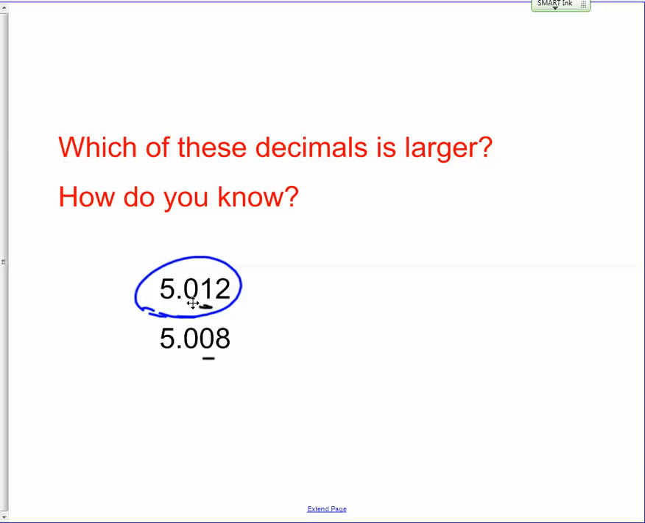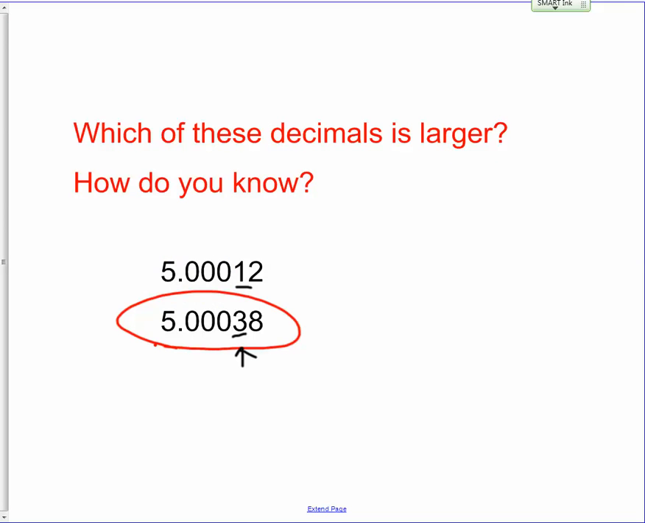Okay, then we had 5 and 12 thousandths versus 5 and 8 thousandths. And one person came up and said 12 is bigger than 8. And another person said you can just look at it one number at a time by place value. Both have a 5, both have a 0, but in the hundredths place this is a 1 while this is a 0, which means this decimal is larger. Really good ways to look at it.